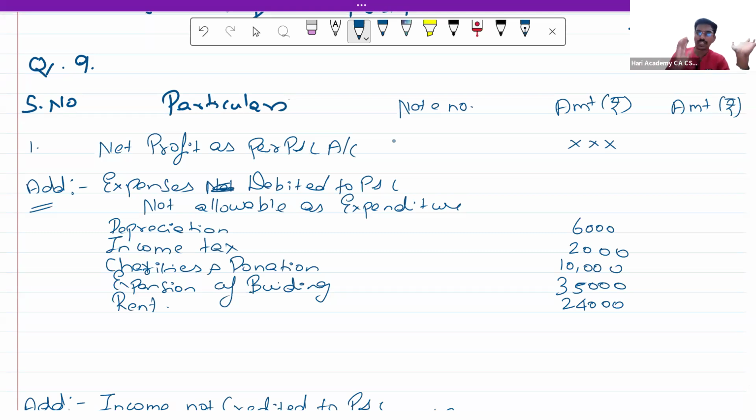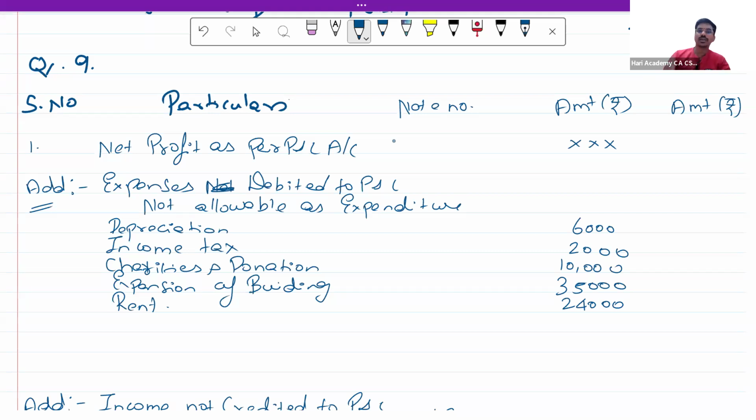So we have the net profit as per P&L account. See, everybody is now on the same page that income tax profit will not be equal to the books of accounts profit. Income tax profit will not be equal to the books of accounts profit. Everybody is on the same page in this respect.